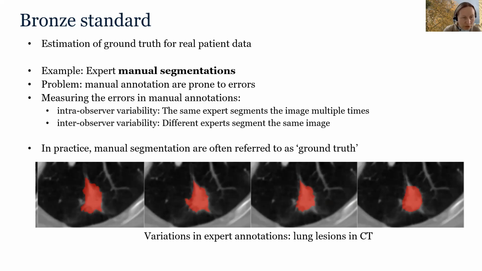Fortunately, we can at least measure these errors if we have multiple manual segmentation. So we can measure intra-observer variability. That's when the same expert segments the image multiple times, or inter-observer variability when different experts segment the same image.